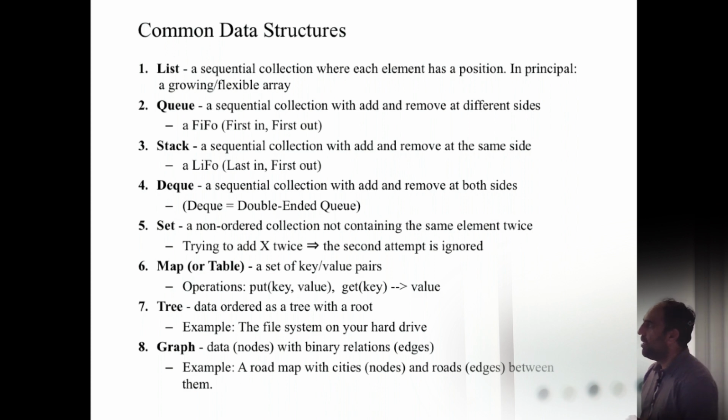And then we have a map. So for example, sometimes you have data that has associations in the form of key-value pairs. So it's not like a single element, but you have an element that is connected with another element. So in that case, we can use a map just like a table. And then we have tree data structures.